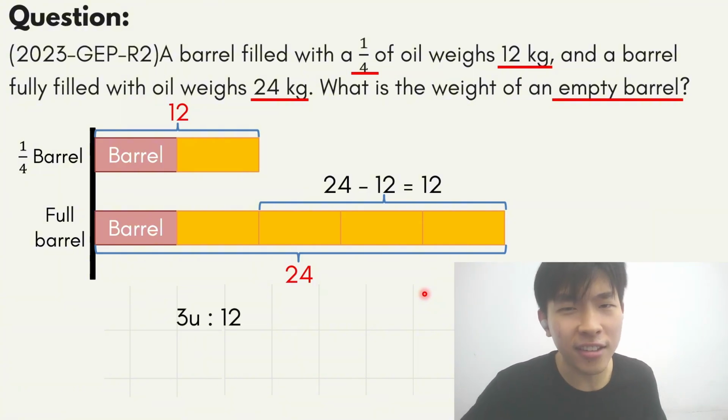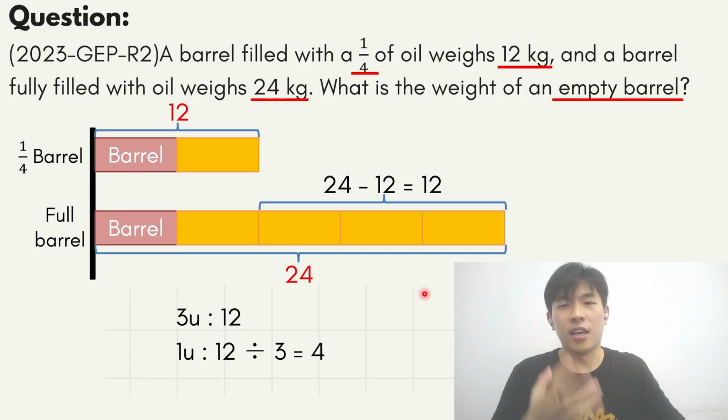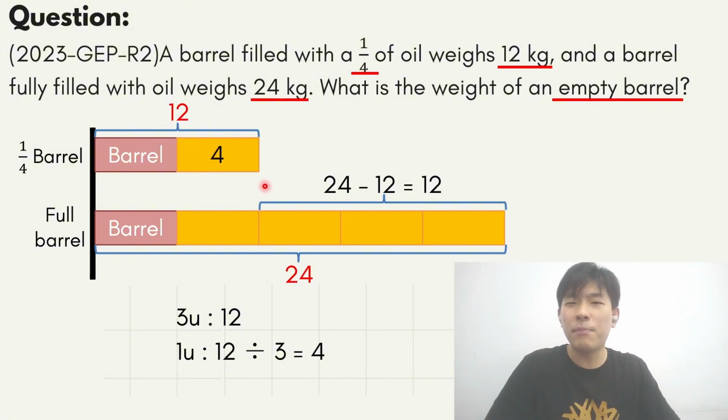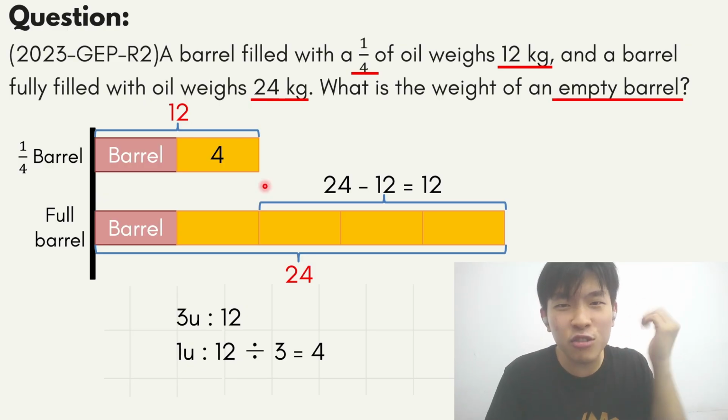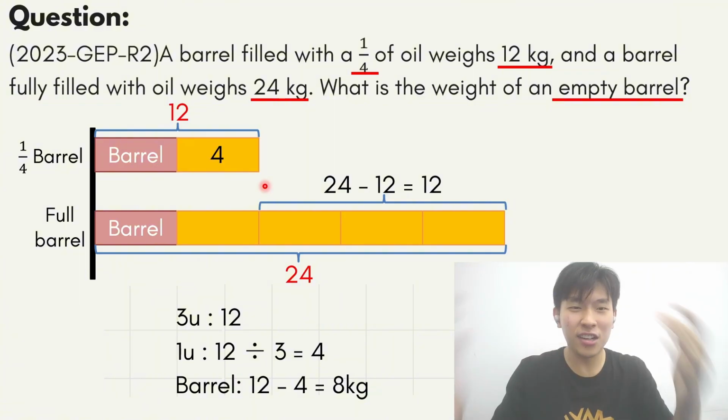So how do I find 1 unit? Very good. 12 divided by 3, which is 4. Amazing. So now I know that this part here is 4. So how do I find the weight of the empty barrel? Yes. Just need to take 12 minus 4 and I get 8 kg. Done. That is all the questions here.